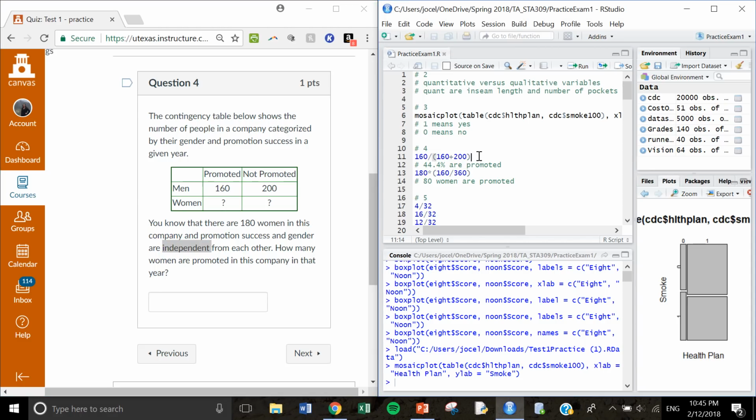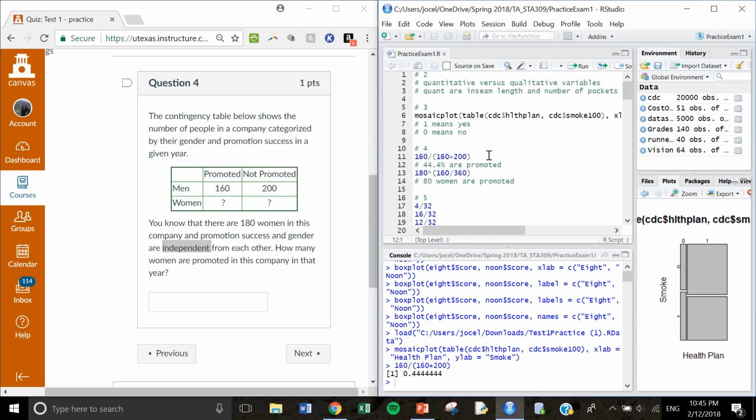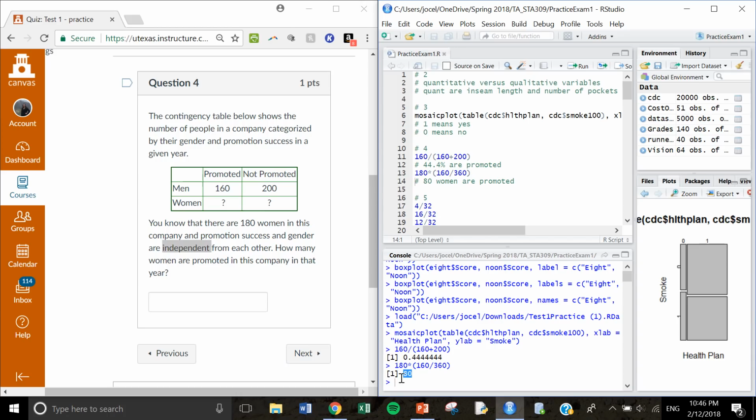So I'm going to calculate the percentage of men that get promoted, which is 160 divided by the total number of men, 360, and you get 44.444. So I know 44.4% are promoted. There are 180 total women. What's 44.4% of 180? I get 80. So that means 80 women are promoted in this company during this year, because of the independence, the percentage of promotions are the same.